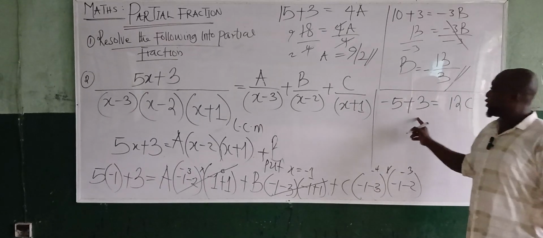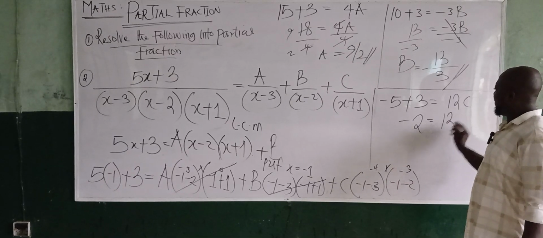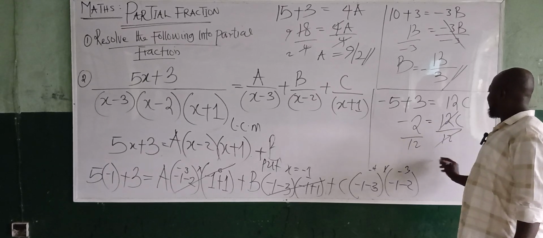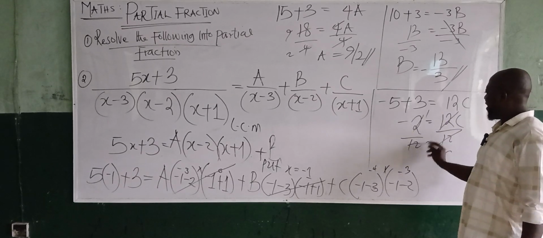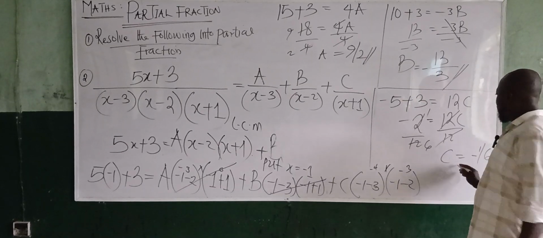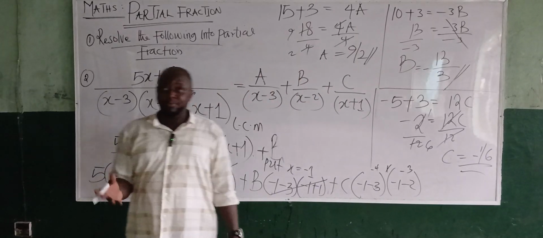Then that will give us 12c. So what do we now do here? Everything we do here will give us minus 2. So here will give us 12c. Divide here by 12, divided by 12, so that this can take care of this. And here we have 1/6. So c becomes minus 1/6. So I've gotten my values of A, B, and C. It's very simple.